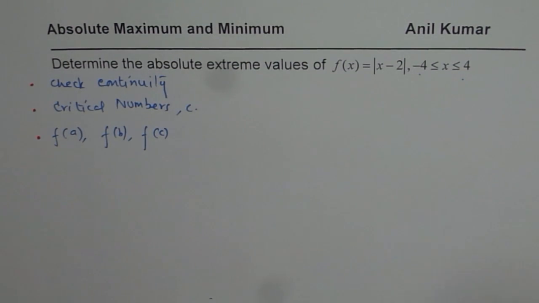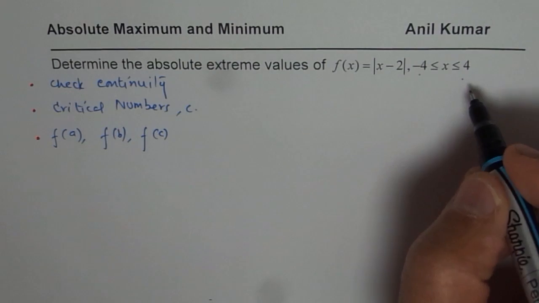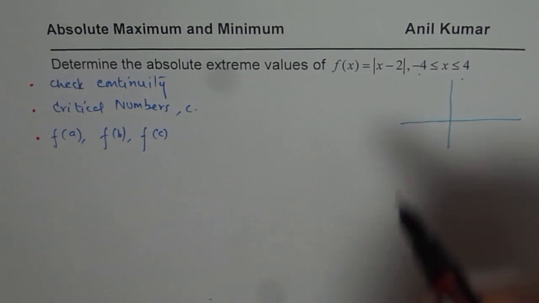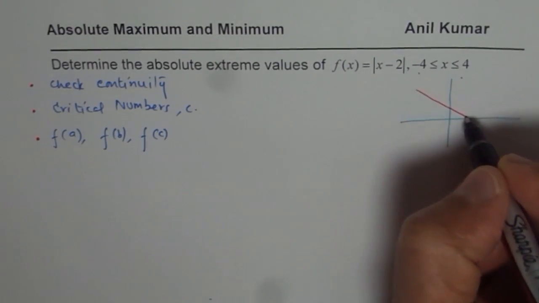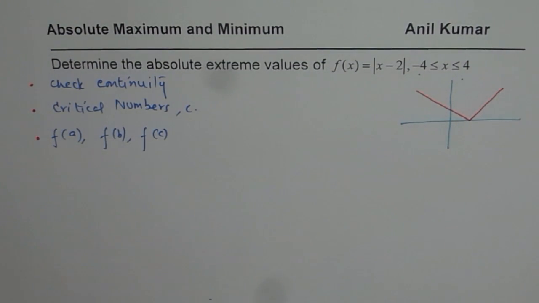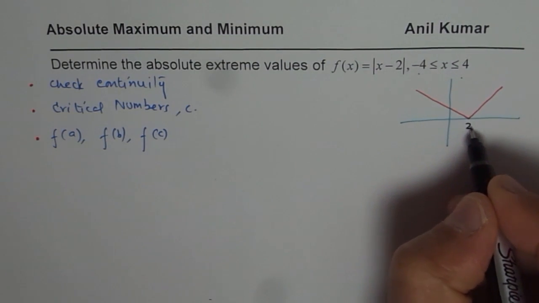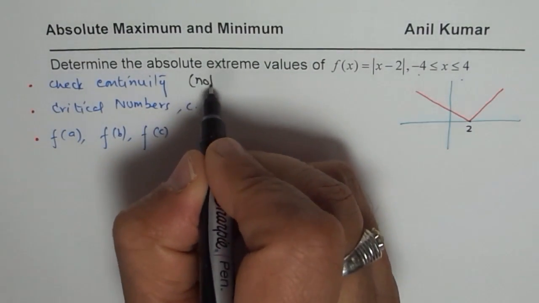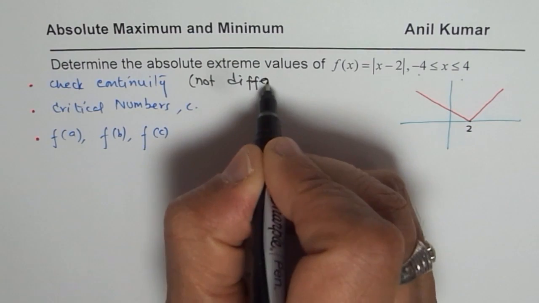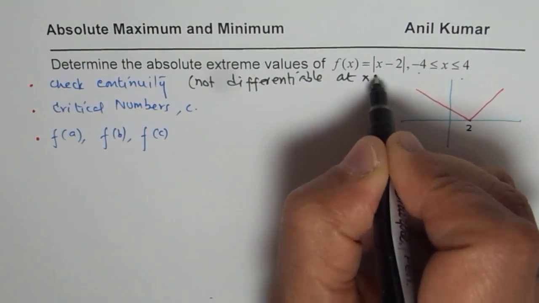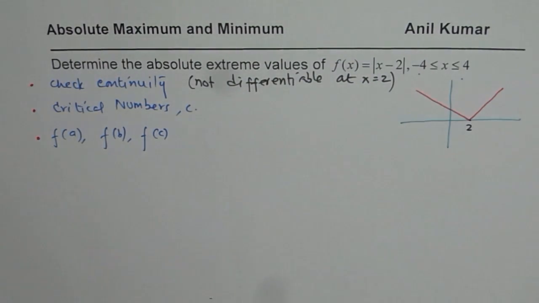So the first step, check the continuity. So we know this absolute function is always continuous. It may have a corner at a point, but it is always continuous. So x minus 2 will be a function kind of like this, right? So I'm just sketching like this. Okay, we'll find the values later, write it down. Remember, it is not differentiable at 2, right? So it is continuous, but not differentiable at x equals 2, and that is why I've taken this example.